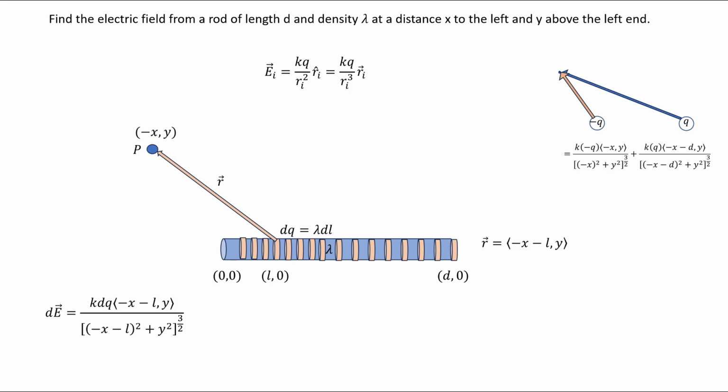And of course, there's an infinite number of those. And you're already looking at this video, you're smart people, you know that means we're going to end up doing an integral. What does the integral go? It goes from the left coordinate of the bar to the right coordinate of the bar.